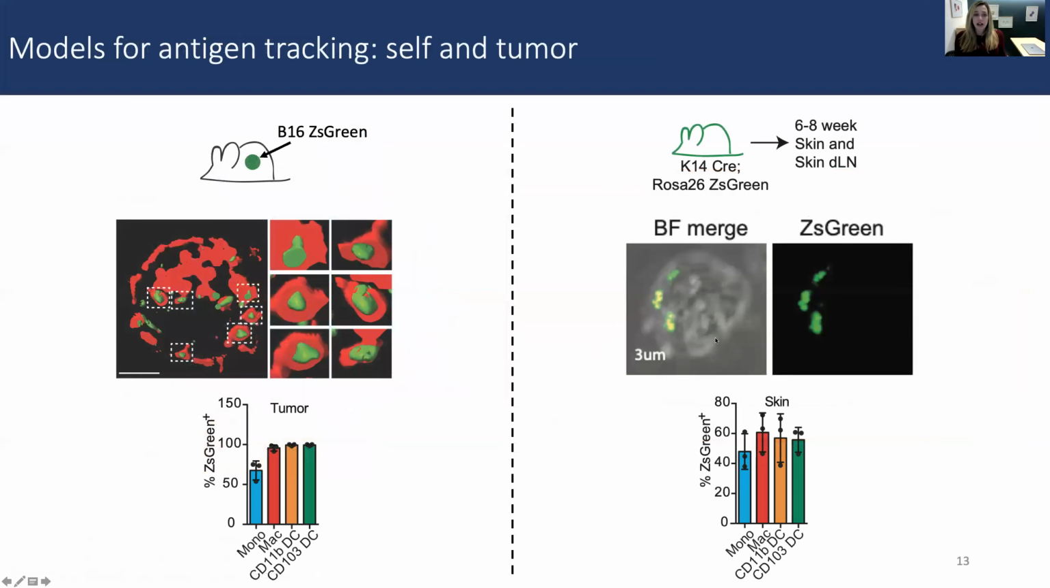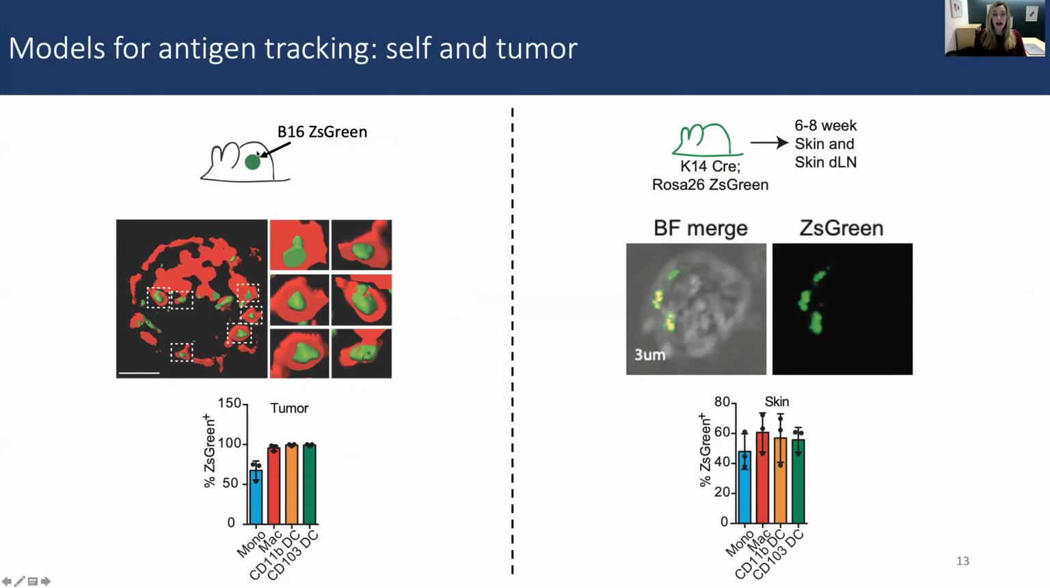And so I have developed a couple of different models that will allow me to answer these questions. One I introduced to you earlier in the talk using B16 ZsGreen labeled tumors. We can sort the DCs out, and you can find the antigen encapsulated with membrane. The other is the K14 ZsGreen self antigen mouse. We can again sort DCs out and find ZsGreen internalized. There's plenty of uptake in the skin, similar to the tumor.